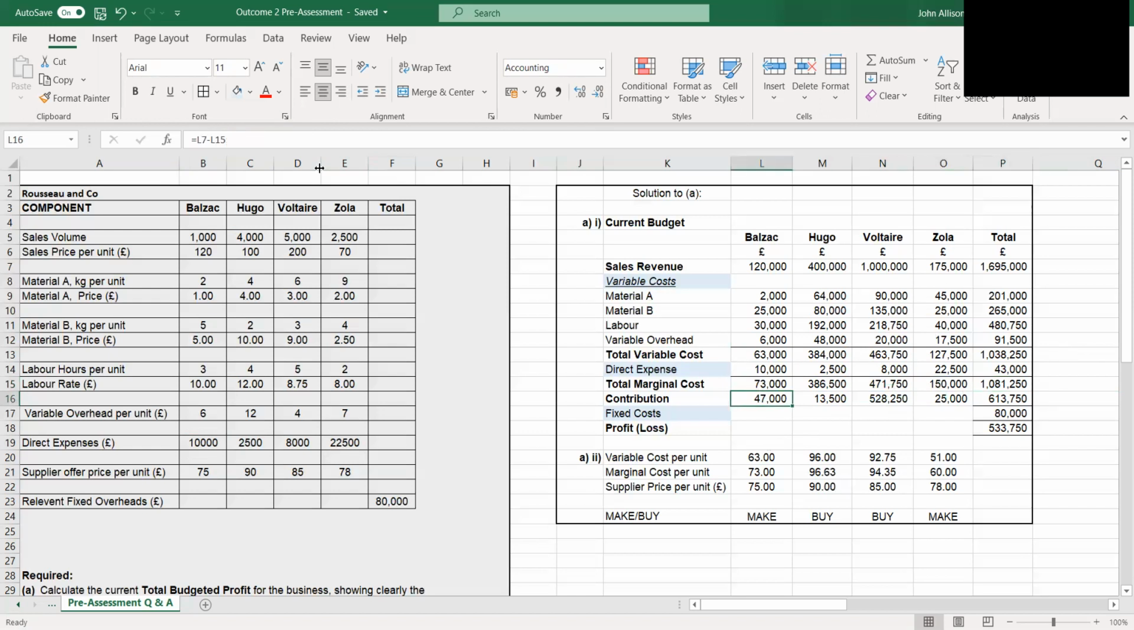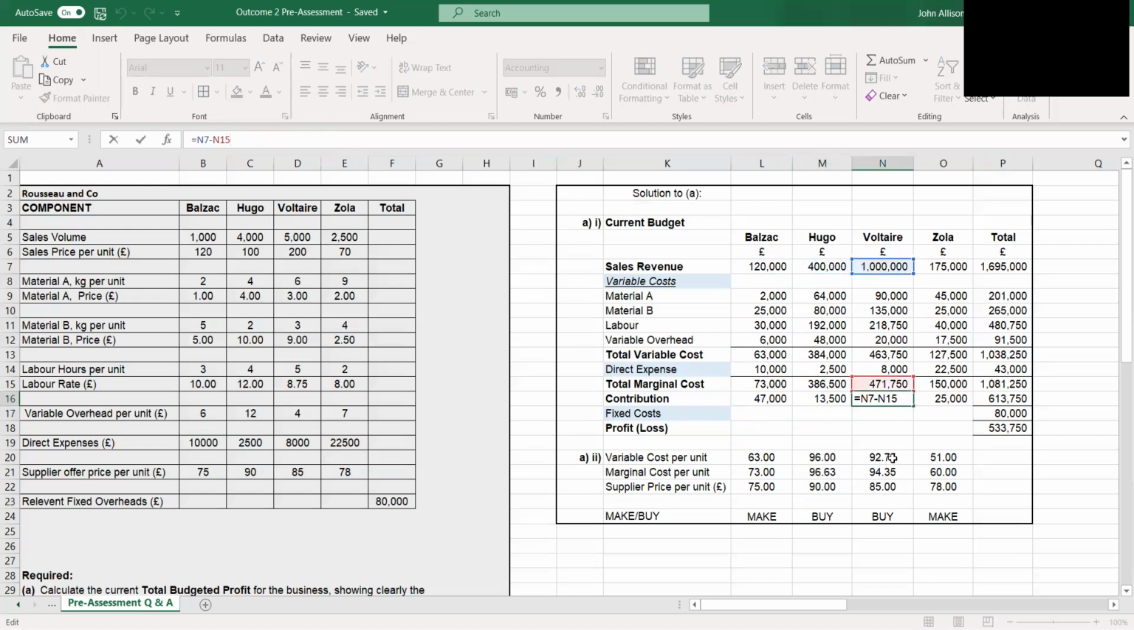So the contribution is going to be the sales revenue minus the total marginal cost. So for Balzac, that will be 120,000, take away 73,000, which will give me 47,000. For Hugo, it's going to be 400,000, take away 386,500, which will give me 13,500.